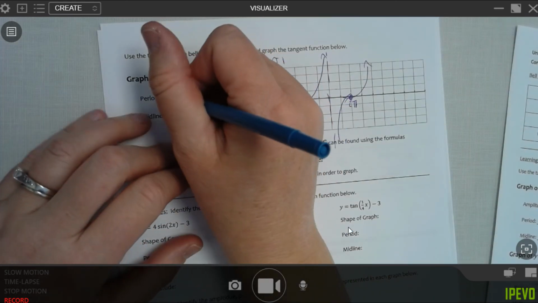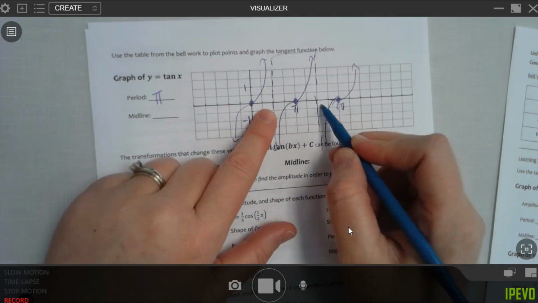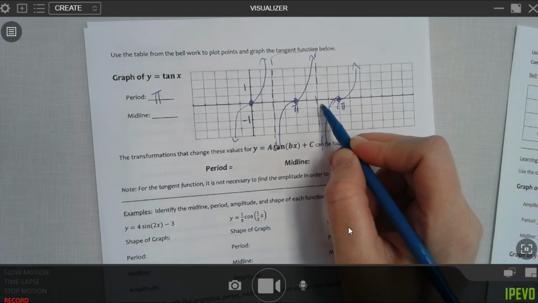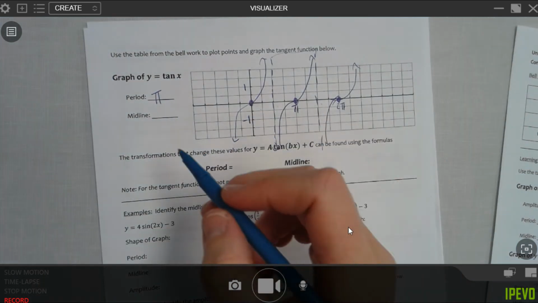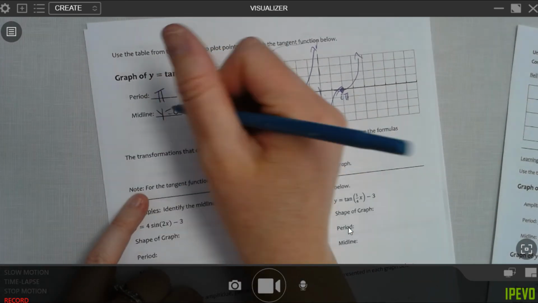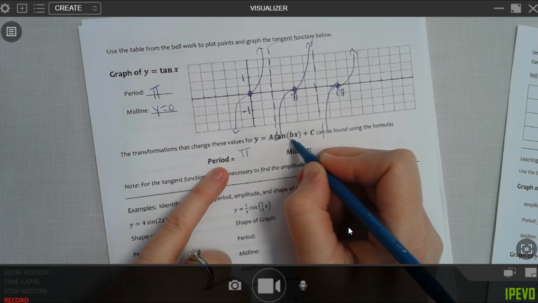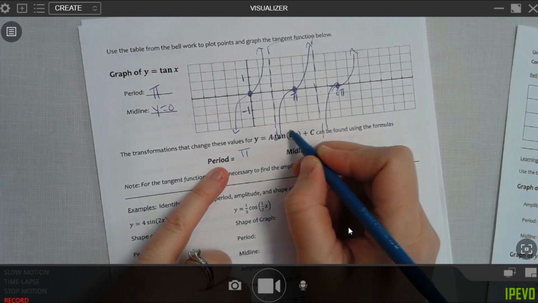So my period is just pi, because from here to here is only a pi unit. The other ones were 2 pi. And my midline is still at the 0 because there's no up and down movement. So period on these is pi over your b now, instead of 2 pi over b. And my midline is still that c line when we do it.